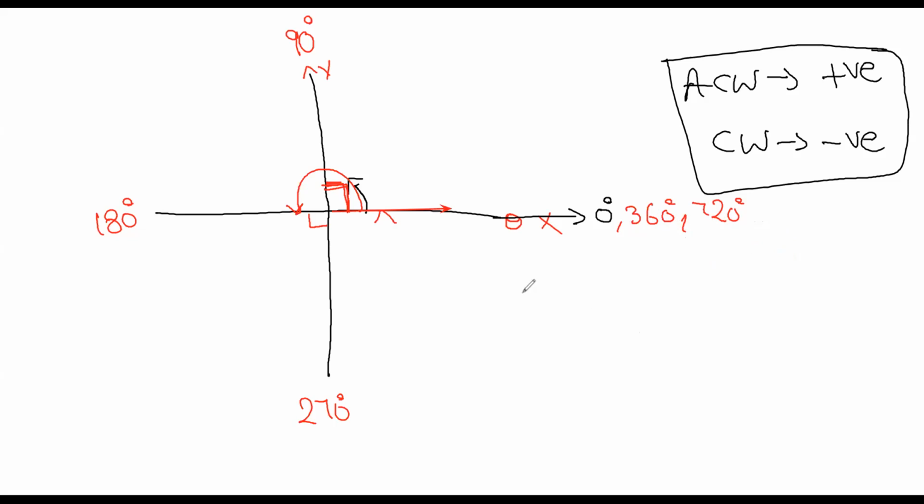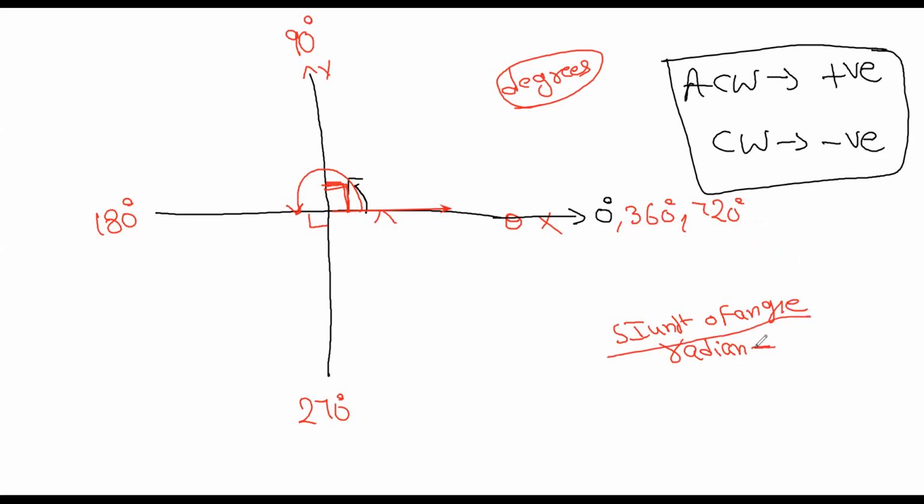Now this is represented in degrees, right? But in general, the SI unit of angle is the radian, correct? The SI unit of angle is radians. Degrees is represented by a circle on the top of the value, and radian is represented by a c on the top of it. So here, now we will represent all the angles in radians.